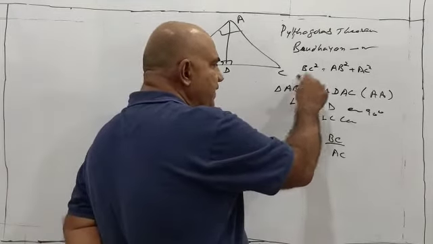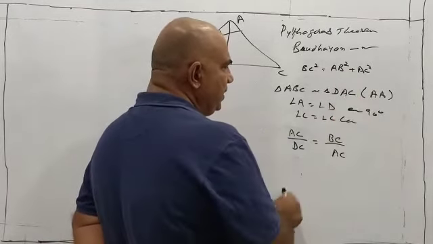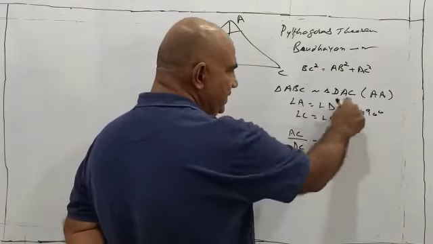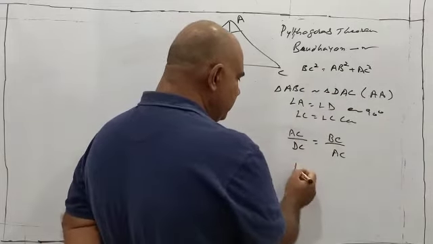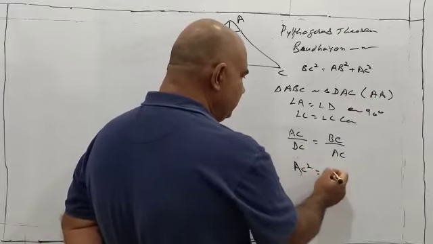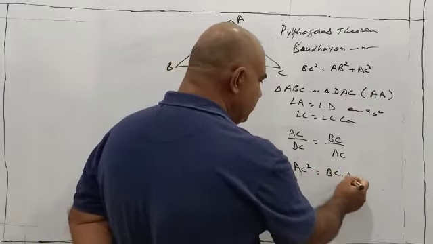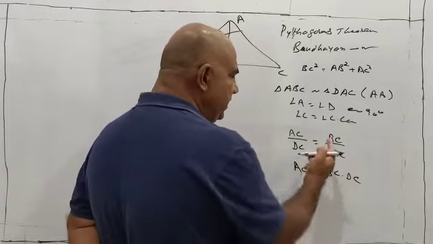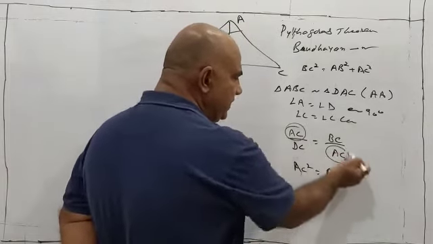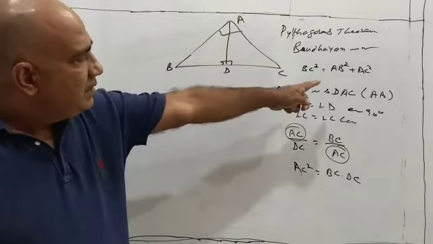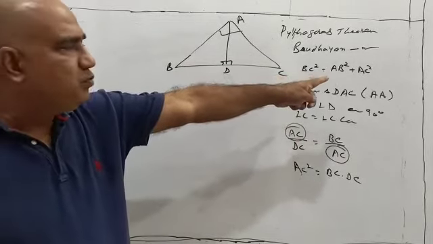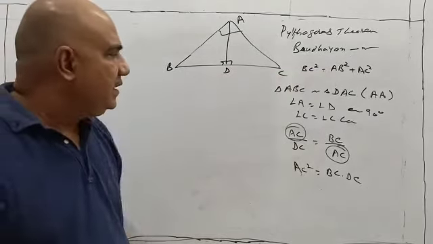So for side AC, DC is corresponding, and for side AC from this, BC. So what we can write is, from this expression, AC square is equal to BC into DC. And this arrangement, deliberately I have chosen AC here and AC here because I knew that I have to make AC square. In our expression that we want to prove, I have to produce AC square.